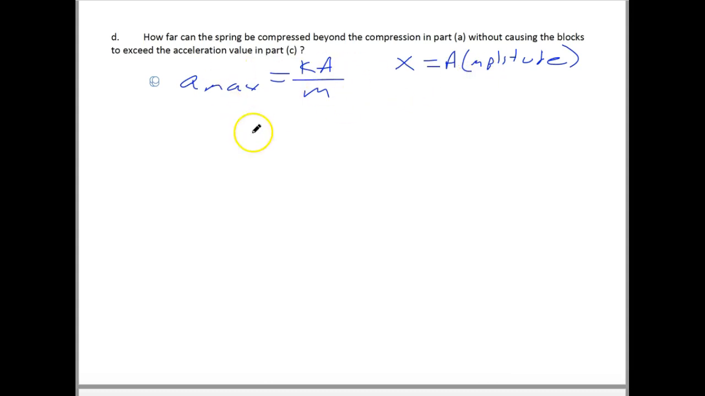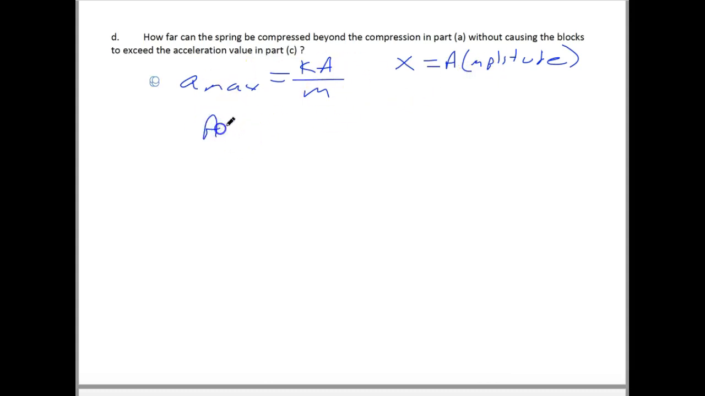And so in order to do that, we have to think about what is that maximum acceleration. So here we're going to say that A max is equal to K times A all over M. So our A here is really our stretch, and so that is the amplitude. So A here is the amplitude, so I'll just put amplitude. So I put the parentheses there so you can see that. So that would be our amplitude, and that's why we're looking at it the way we are.